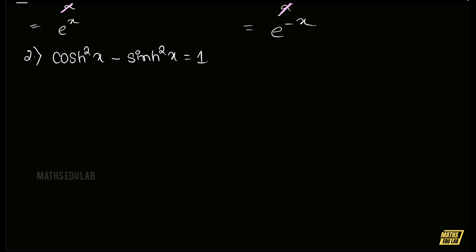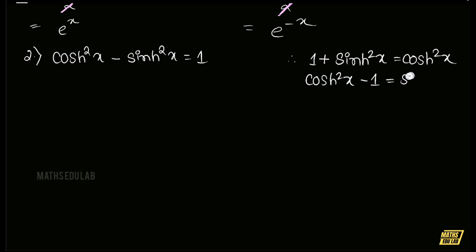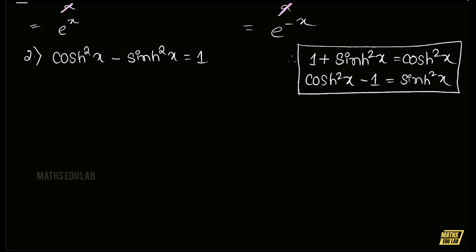So this identity can be written in two ways, that is 1 plus sinh square x, which is equal to cosh square x. Similarly, the other one is cosh square x minus 1, which is equal to sinh square x. Kindly remember this formula. We get another two formulas from this. So let's solve this one.